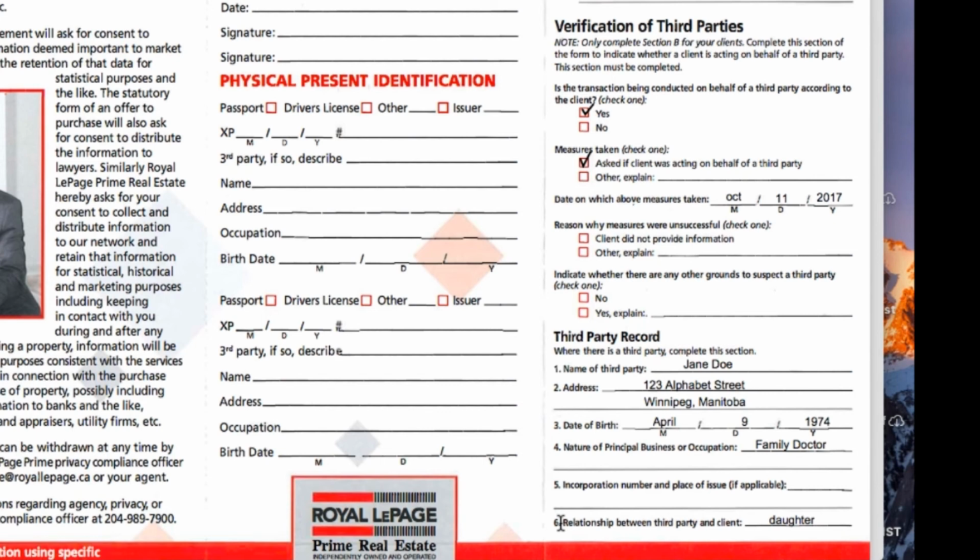For example, if your client is working under power of attorney, the person for whom they have the power of attorney is the third party and should be identified in this section. Please make sure that this portion of the form is being filled out for every ID you take.